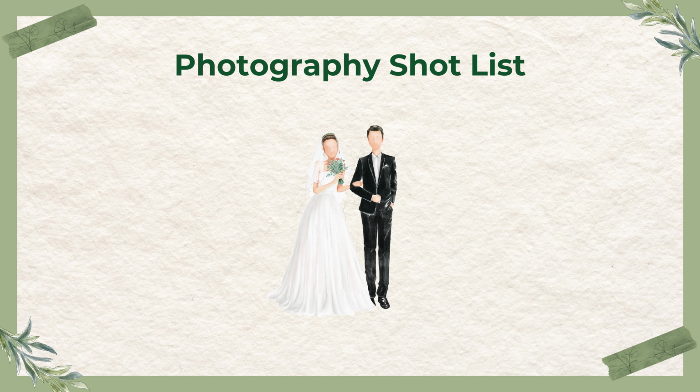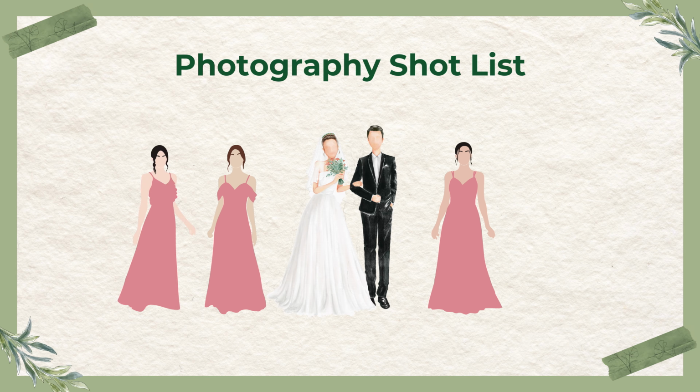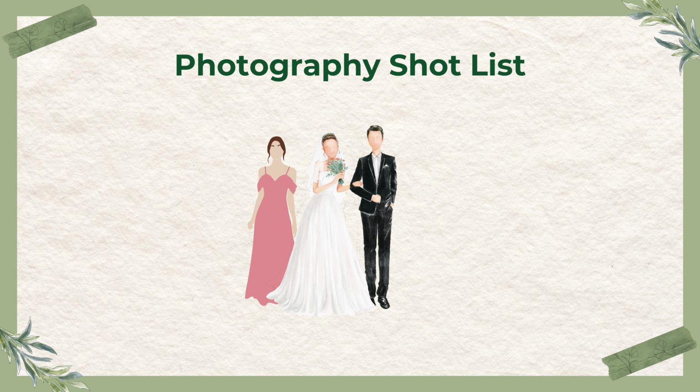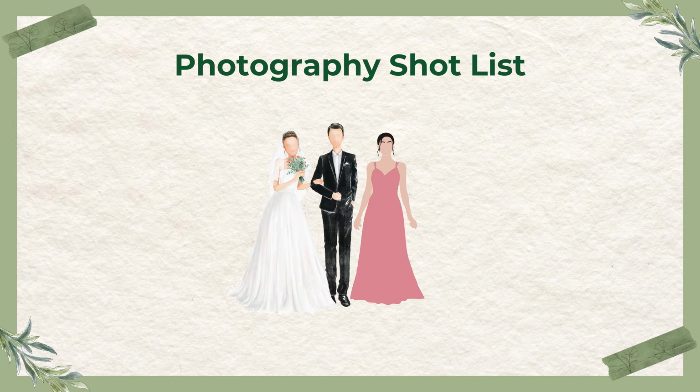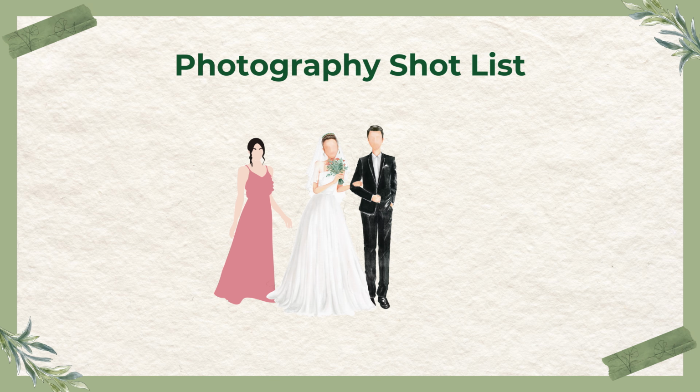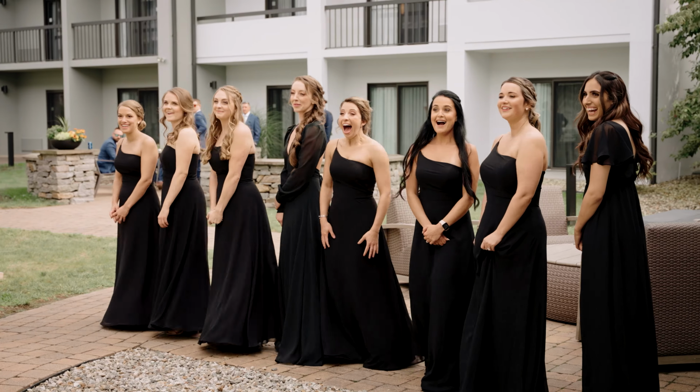So here's what that might look like. So let's say the bride has 3 cousins, Stacy, Megan, and Mariah. You could do the bride and the groom plus Stacy, you could do the bride and the groom plus Megan, and then the bride and the groom plus Mariah. So once you've got your family member shot list done, you can move on to your bridal party.